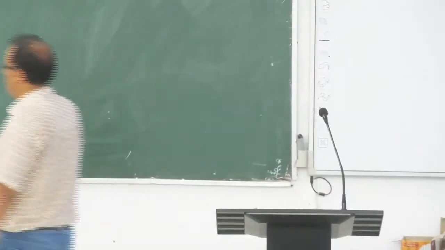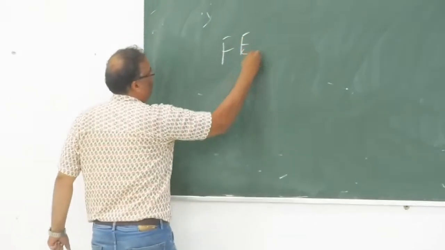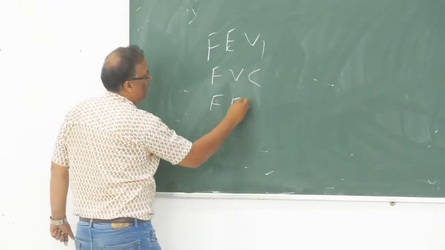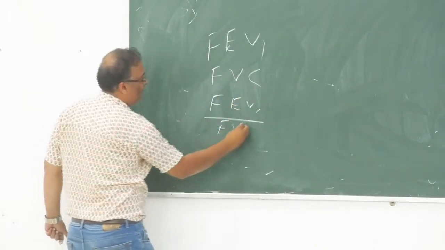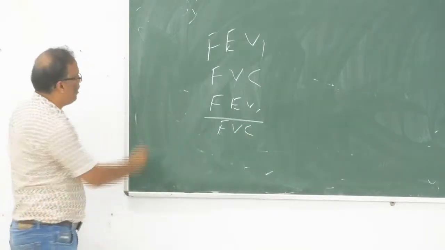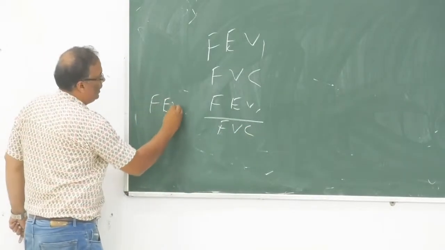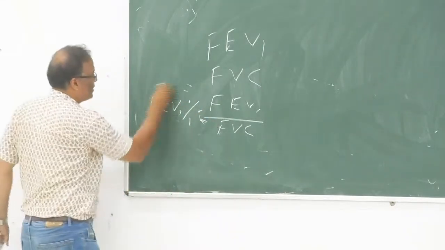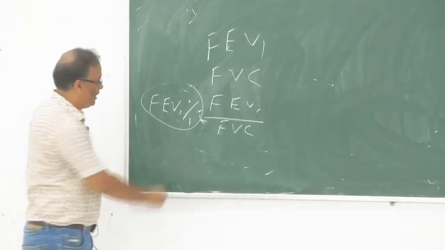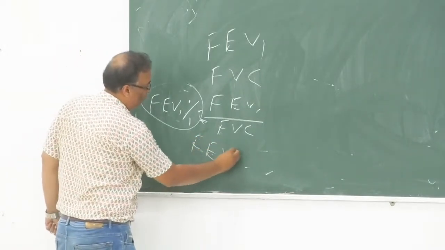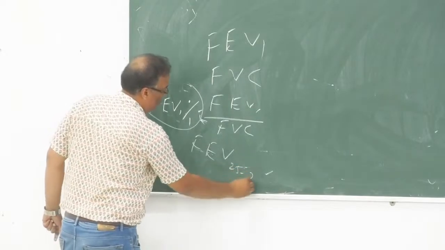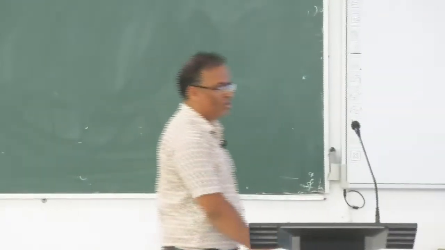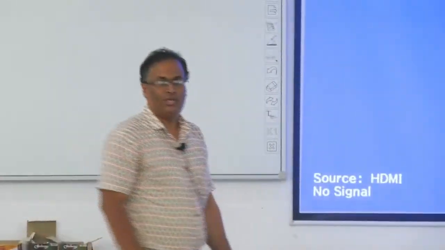Here, the parameters: all of them are FEV1, also FVC, also the FEV1 to FVC ratio. The ratio is FEV1 percentage. There is also the percentage of FEV between 25 and 75.